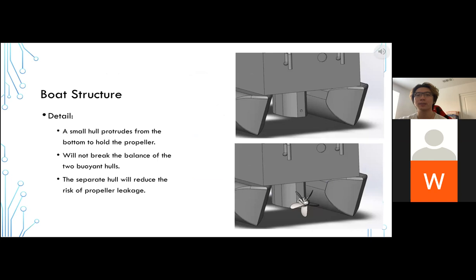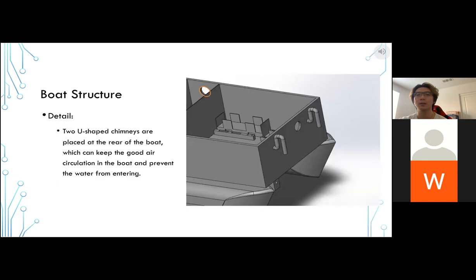Instead of being in the two main hulls, the propeller will be held in a small hull protruding from the bottom. Placing the propeller in an axial hull will avoid damaging the balance of the two main hulls, and a separate hull will reduce the risk of propeller leakage. Two U-shaped chimneys are placed at the rear of the boat, which keep good air circulation in the boat. Air circulation can avoid the danger caused by heating of electronic components. The U-shaped design can prevent water from entering.